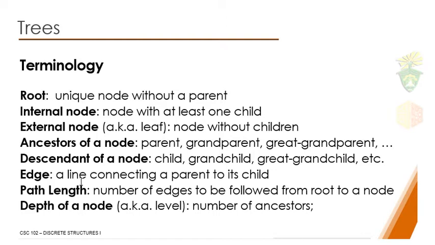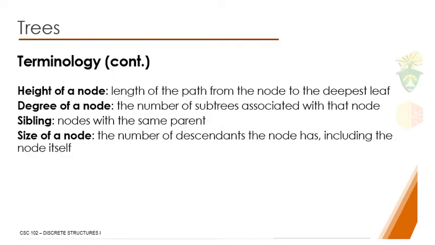And path length, it's the number of edges to be followed from root to a node. Length. Ihap nakakapila kabuok edges yung makita from a node to the root, or from the root to the node. So, depth of a node, also known as level, it's the number of ancestors. So, the root, that's level 0. So, siya level, the number of ancestors, ana nga node.